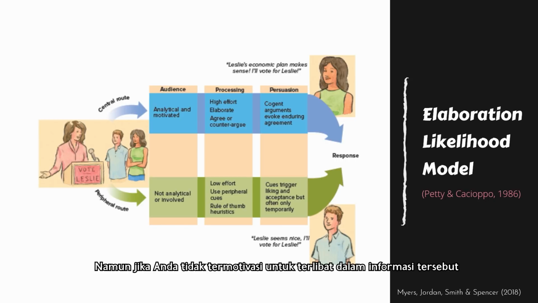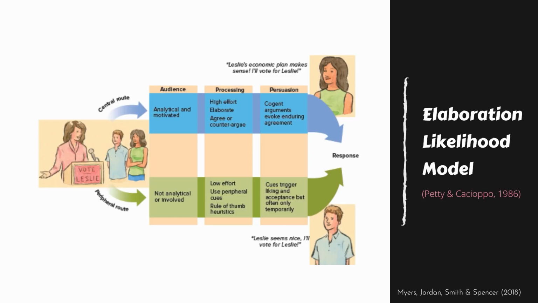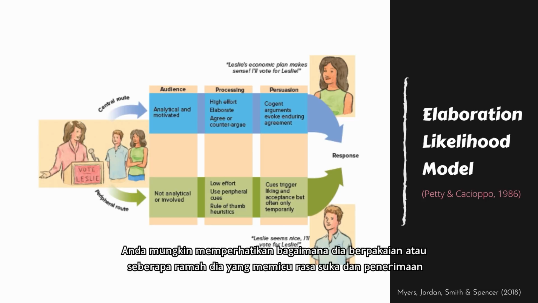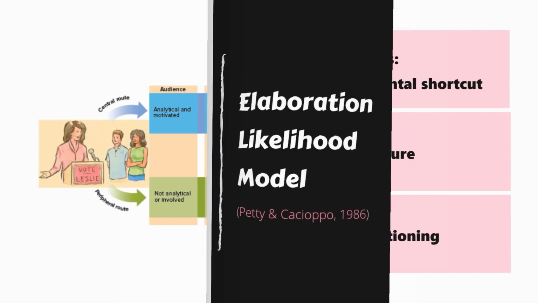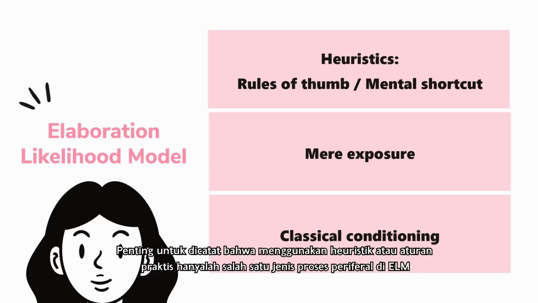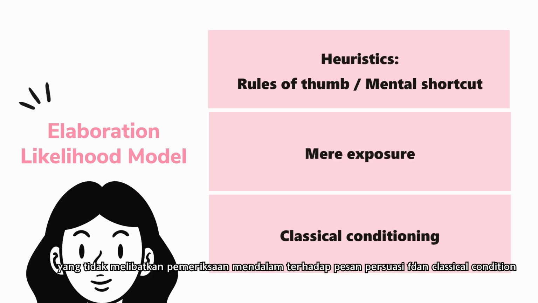But if you're not motivated to engage in the information, you will put low effort into paying attention to the argument and rely on rules of thumb instead. You may pay attention to how she is dressed, how friendly she seems, which then triggers liking and acceptance. This is the peripheral route to persuasion. It is important to note that using heuristics or rules of thumb is just one type of peripheral process in the ELM. Peripheral processes also include other types of less effortful processes that do not involve in-depth examination of persuasive messages, such as mere exposure and classical conditioning.